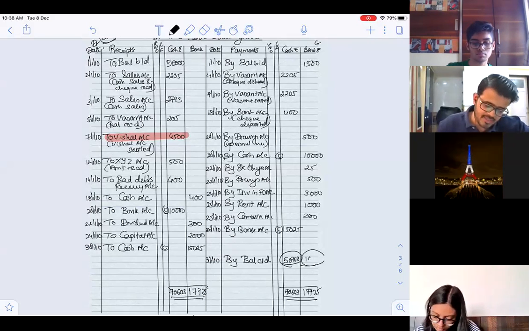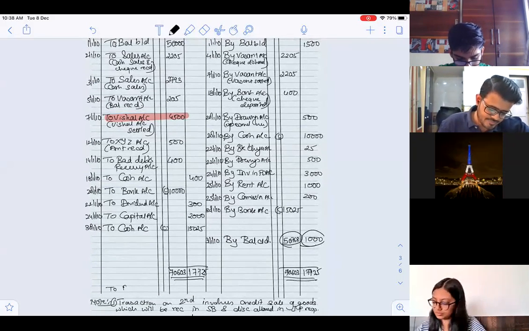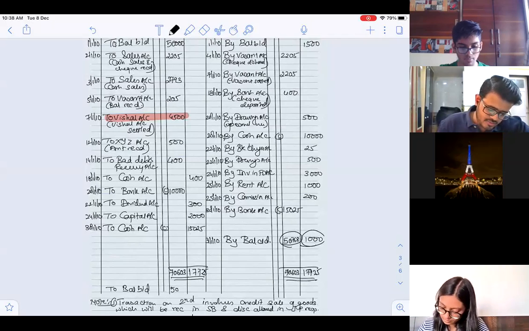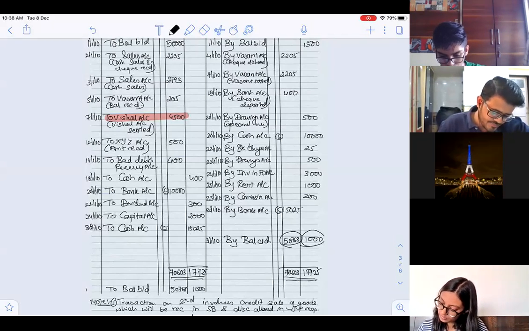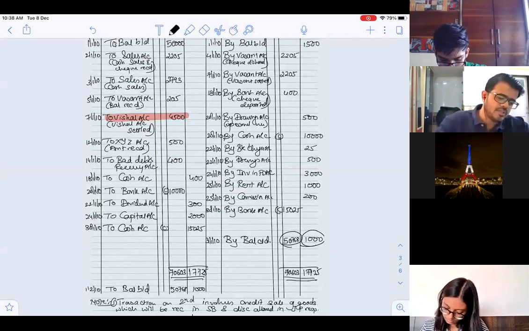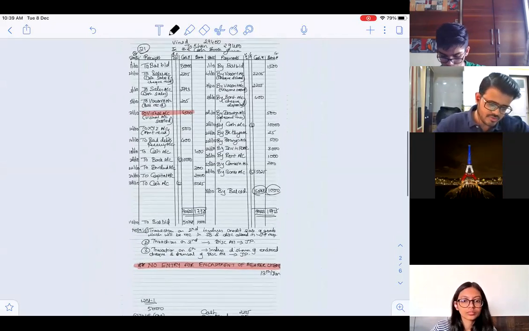Balance at bank कितना मिलेगा अपने को automatically? 1,000. Check the totals. 50768. Check the balance. Debit minus credit. Check करो. Verify the solution. This is your solution.